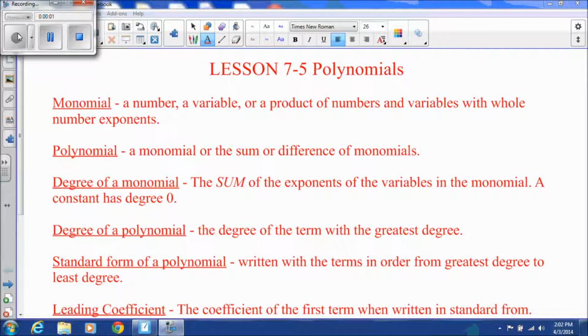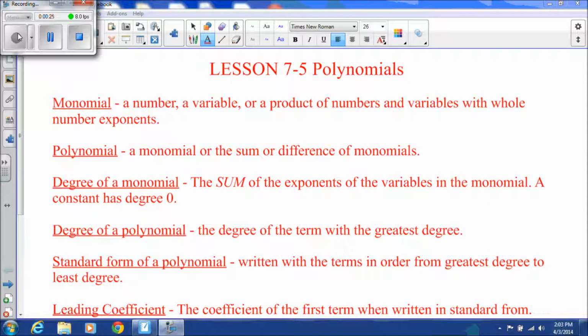This lesson is the fifth lesson in chapter 7. The lesson is polynomials. In this lesson, we will be classifying and writing polynomials in standard form. There's a lot of definitions in this particular section. You may either copy the definitions at this time on your vocabulary sheet, or you may do it after you finish watching my video lesson.